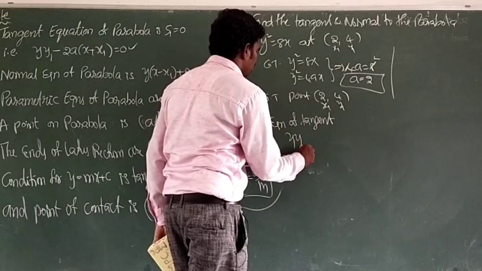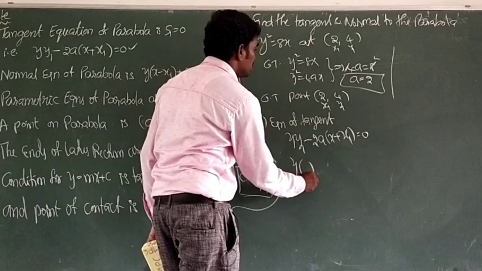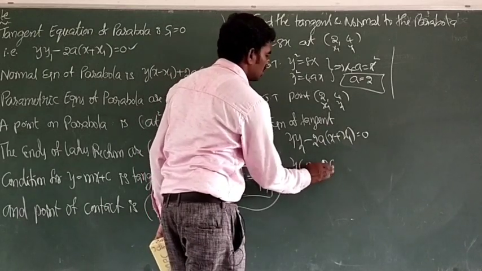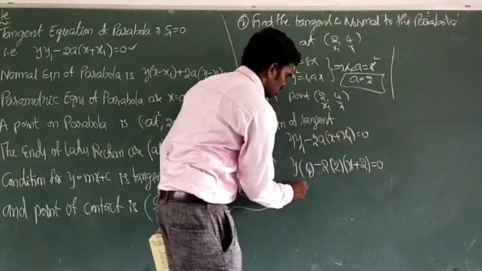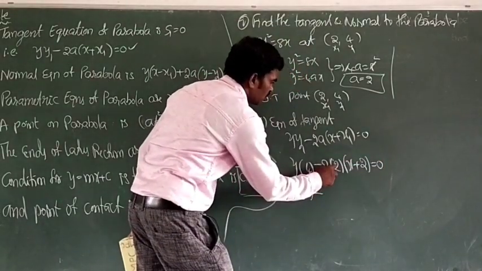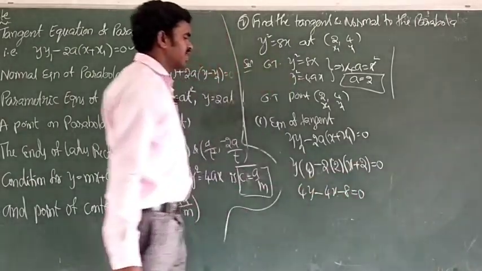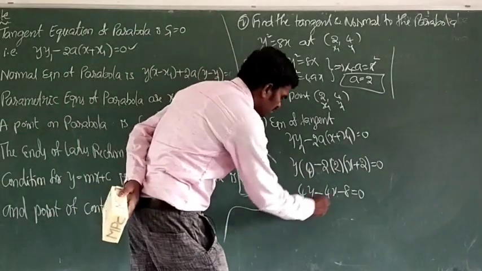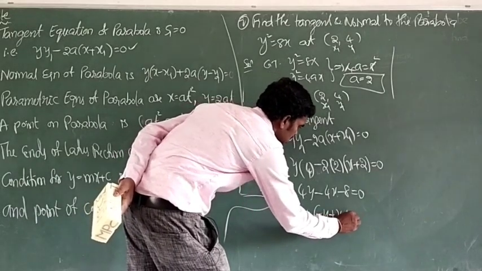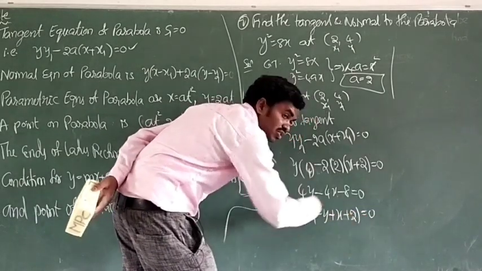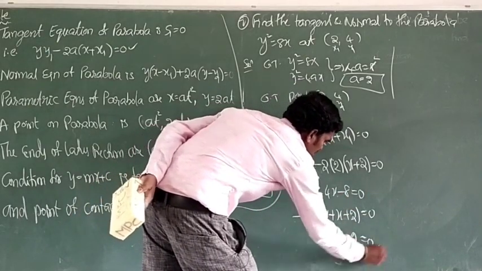y1 y minus 2a into x plus x1 equal 0. y1 means 4, 2a means 2 into x plus x1 means 2, is equal to 0. So 4y, 2 into 4x, 2 into 4 into 2 is 8, equal to 0. In each and every term we can take 4 common. I am taking minus 4 common. So minus y plus x plus 2 equal to 0. So minus 4 sent to the right side, remaining x minus y plus 2 equal to 0. So this is the answer.